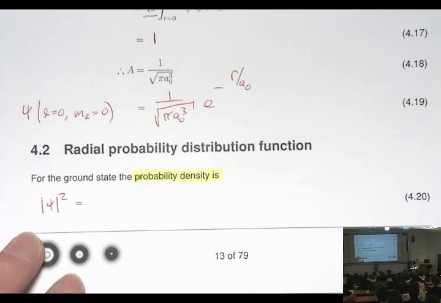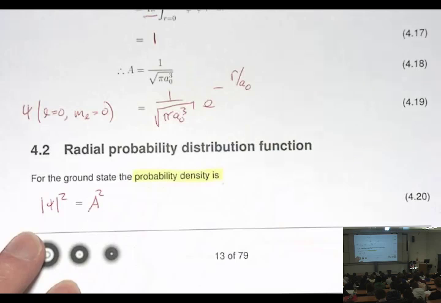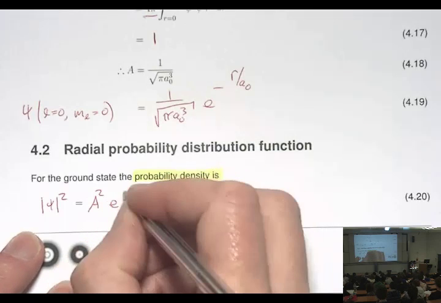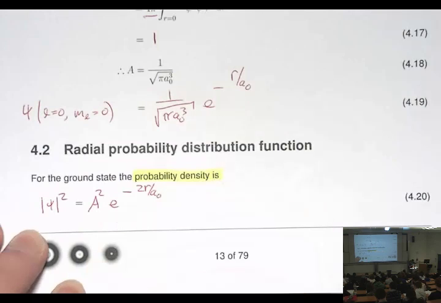So we square it. I'm just going to leave this as A squared for the moment because I can't be bothered to write down all that. And then we have e to the minus 2r over a naught. So it's the complex conjugate times the wave function. But we don't have any complex numbers, so it doesn't matter in this case. And we end up with 2r over a naught. So we can draw this. What does this look like?